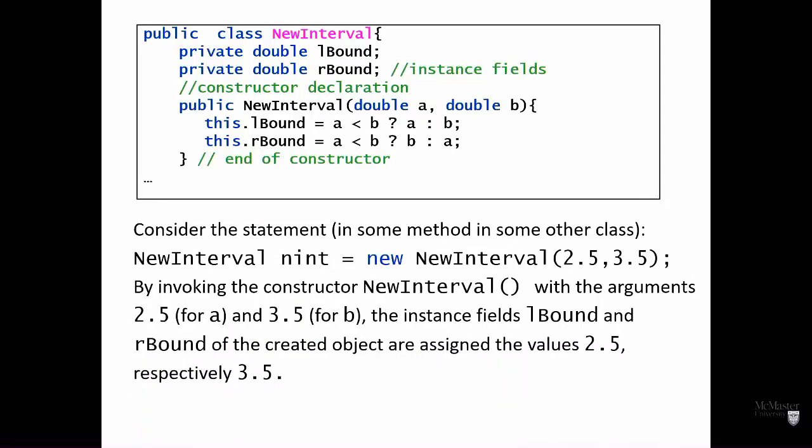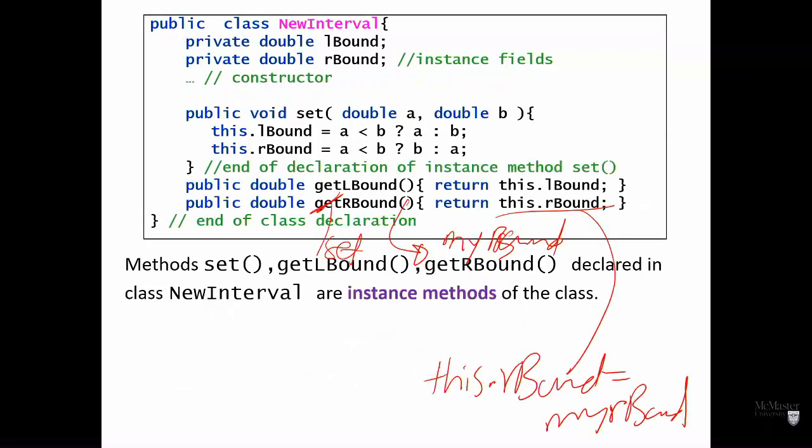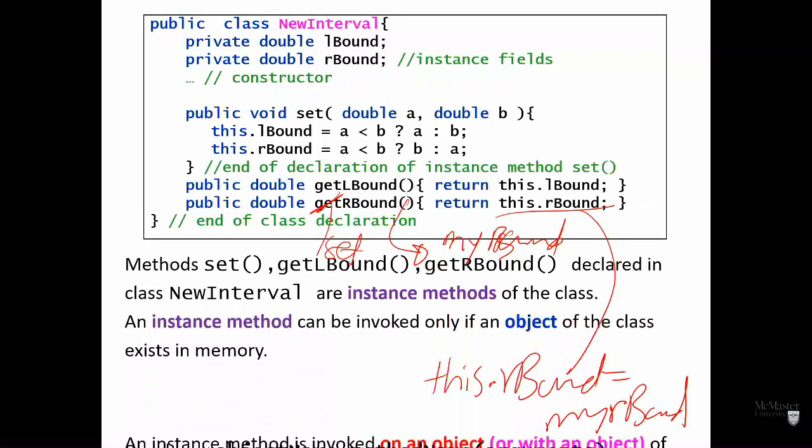Okay. So here is one possible usage of this constructor. I define a new interval class object called n, and then I pass 2.5 and 3.5. By doing this, if later you say n dot L bound, what you should expect is to get 2.5, right? And then the right bound would be 3.5, right? Okay.